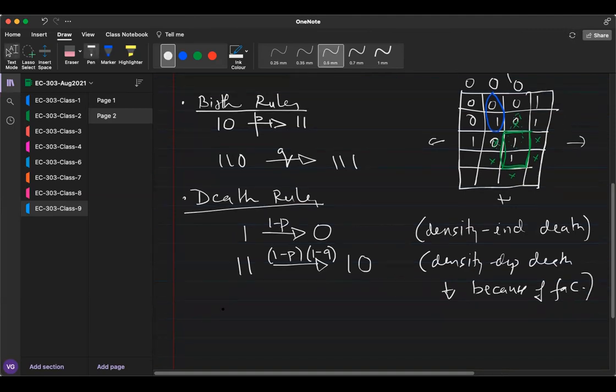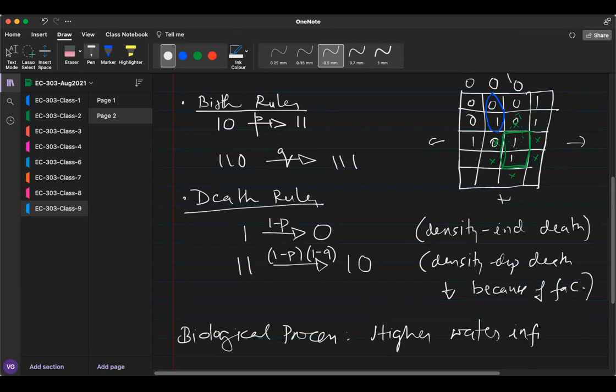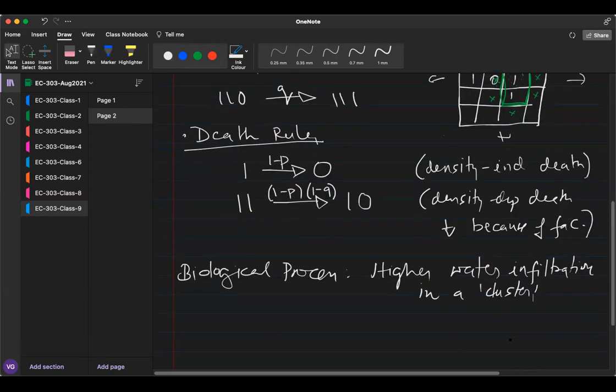Now, of course, you may wonder what are the biological processes that cause facilitation. There are many. For example, there could be higher water infiltration in a cluster. If we were to think of this as plants, because we are really not modeling movement as much, so the birth is also just in the neighboring cell, we could think of this as modeling some kind of plant species.